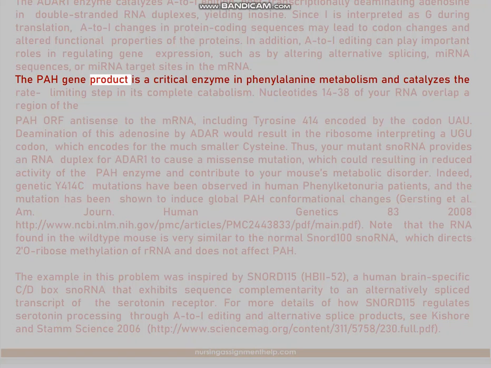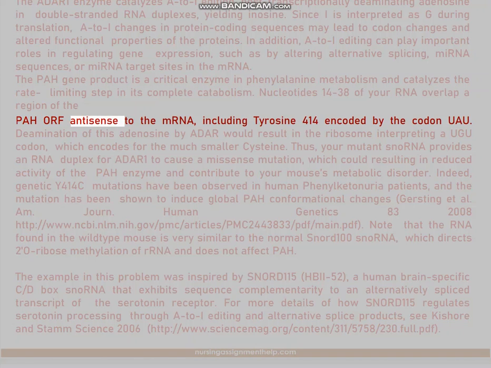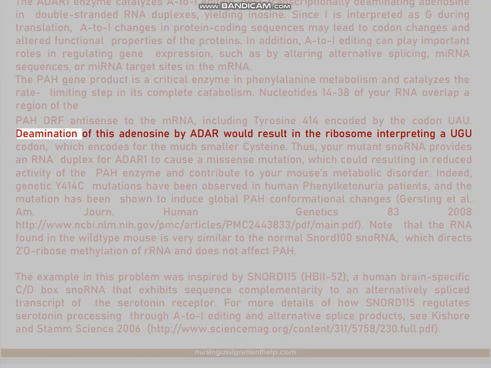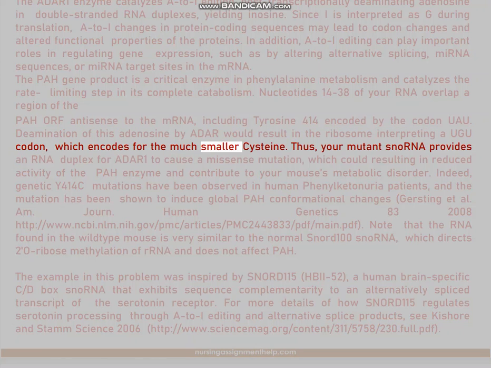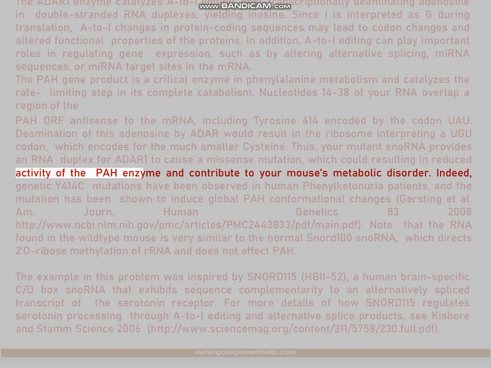The PAH gene product is a critical enzyme in phenylalanine metabolism and catalyzes the rate-limiting step in its complete catabolism. Nucleotides 14 to 38 of your RNA overlap a region of the PAH ORF antisense to the mRNA, including tyrosine 414 encoded by the codon UAU. Deamination of this adenosine by ADAR1 would result in the ribosome interpreting a UGU codon, which encodes the much smaller cysteine. Thus, your mutant snoRNA provides an RNA duplex for ADAR1 to cause a missense mutation, which could result in reduced activity of the PAH enzyme and contribute to your mouse's metabolic disorder.